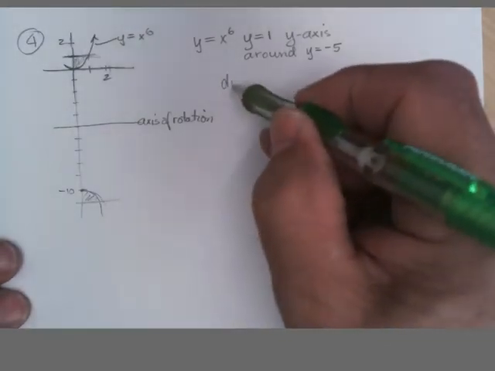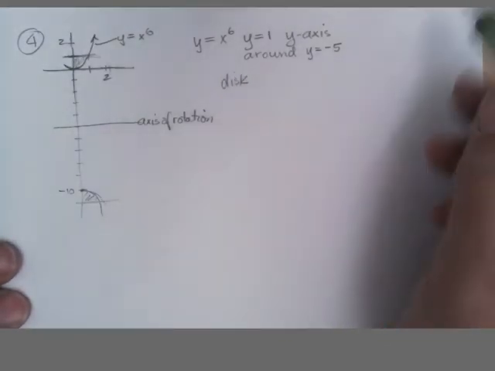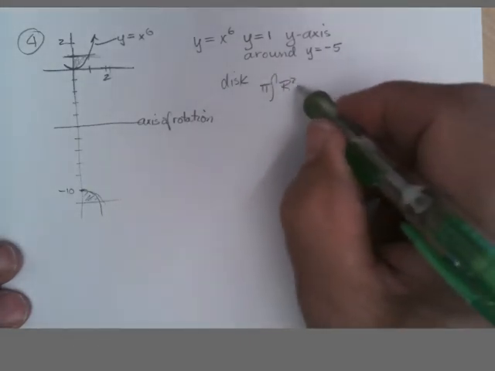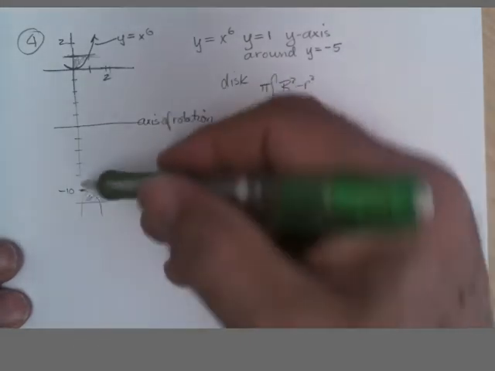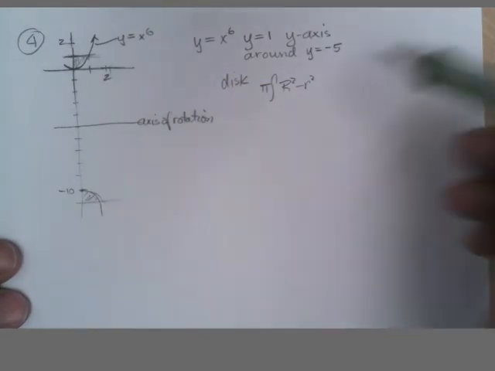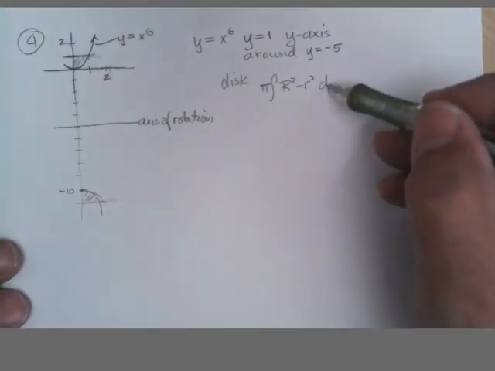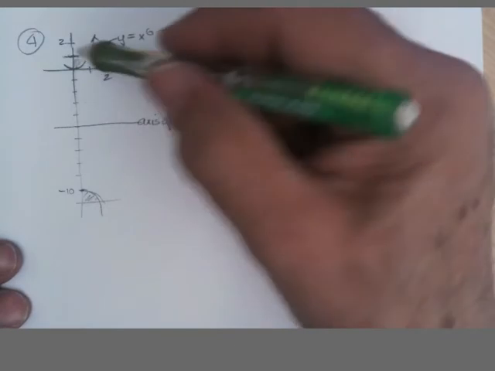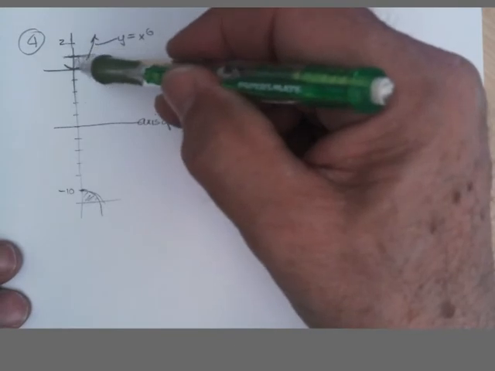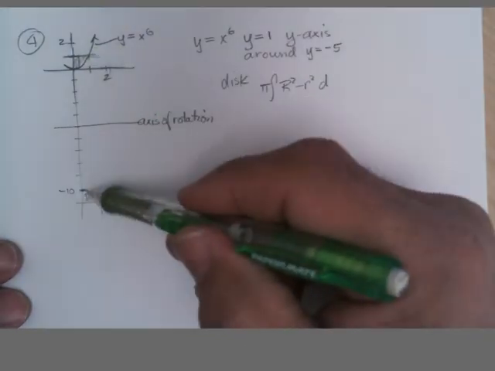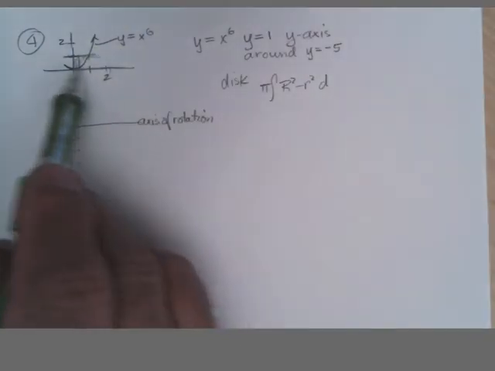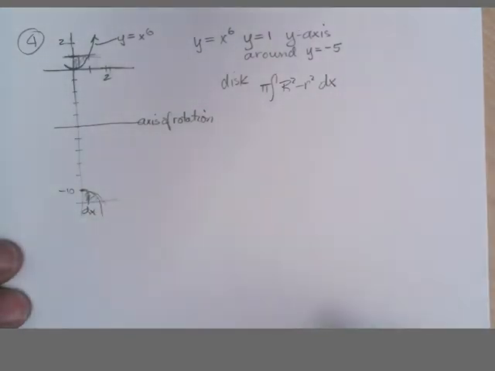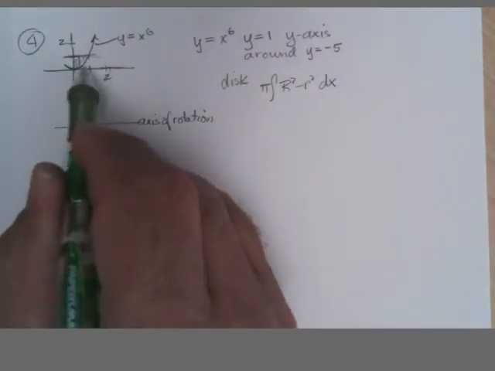Okay, let's do the disk method, which is pi big R squared minus little r squared if there's a hole, and definitely there's a hole between, there's a big gap between these. And d what? Well, disk, we slice it perpendicular to the axis. So if I'm going to slice it here, it would be down here. The thickness is in the x direction, so it'd be dx, and x would go from 0 to 1.